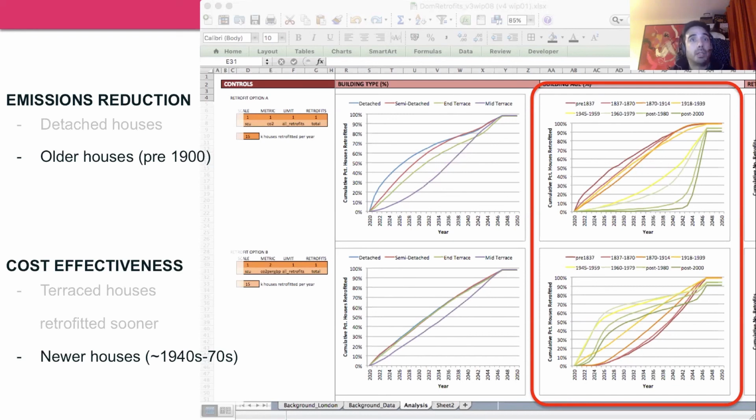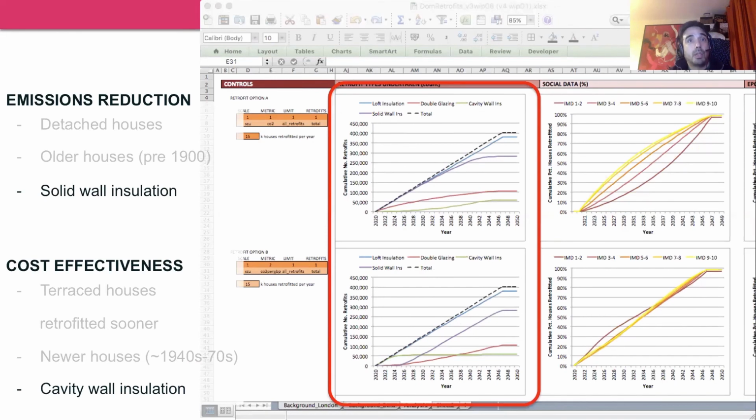And these trends partly reflect built form and the relationship between construction age and thermal envelope, but it's also strongly influenced by the types of retrofits necessary for the different building types. So in this graph, we can see how the retrofits are implemented over time. And we can see in the top left, the purple line, which shows solid wall insulation kick in very early on. And in contrast, the bottom left graph shows the solid wall insulation starting later, and instead the green line, which represents cavity wall insulation, starting immediately. And this change in prioritization is due to the massive difference in costs between these two retrofits.